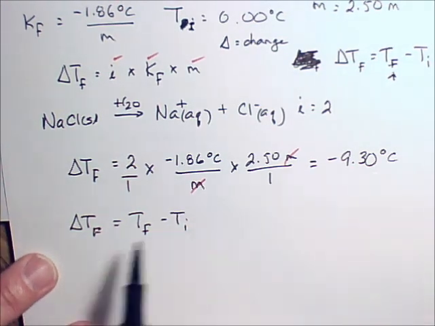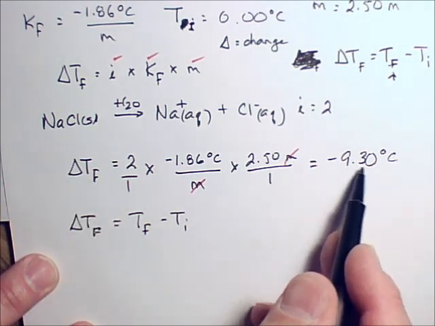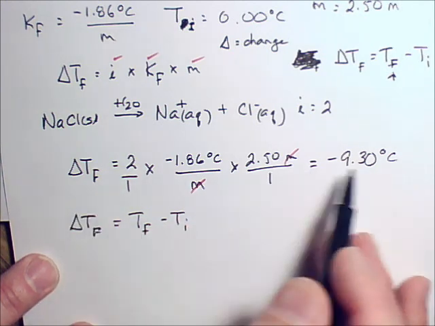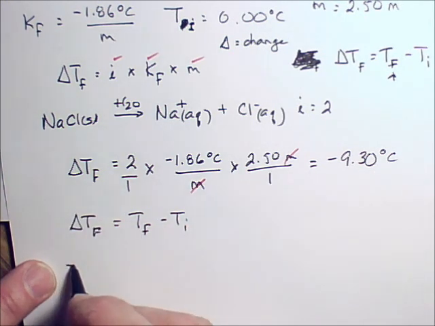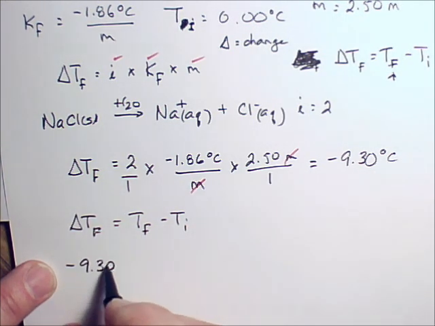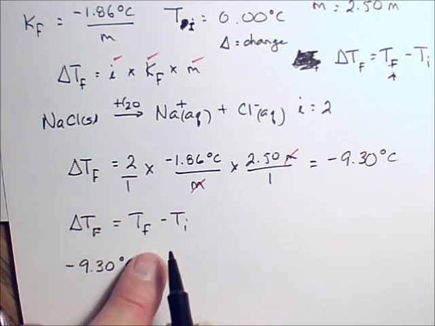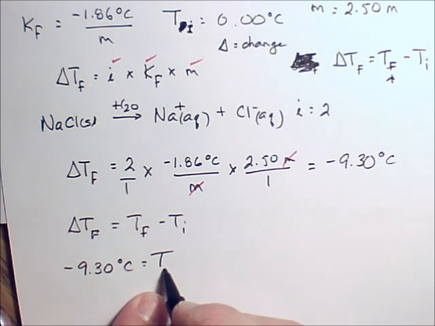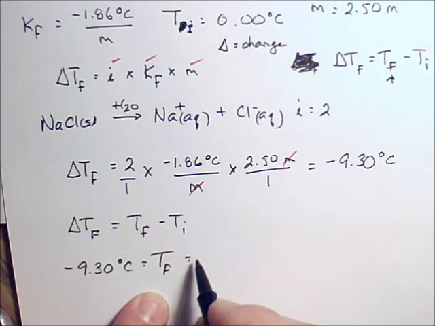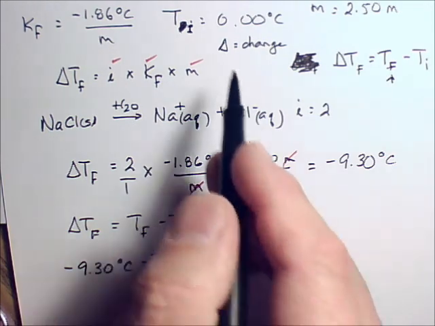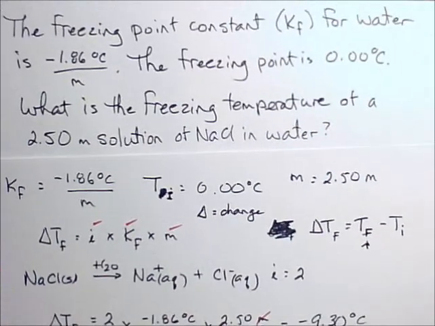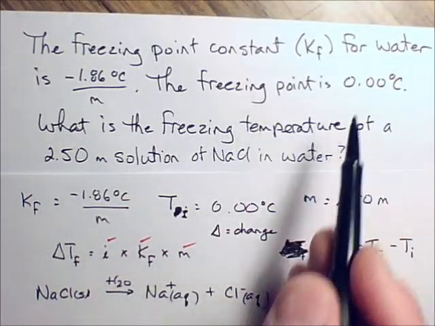Okay. So we know our delta T is negative 9.30 degrees C. I've calculated it here. Negative 9.30 degrees C is equal to temperature final, that's what we want to find, minus temperature initial, which is the freezing temperature of the pure solvent, and the problem says that's 0.